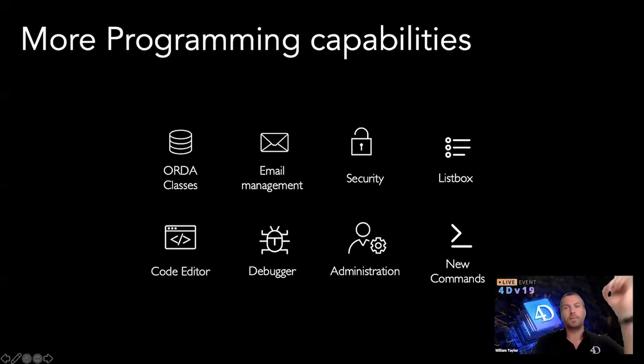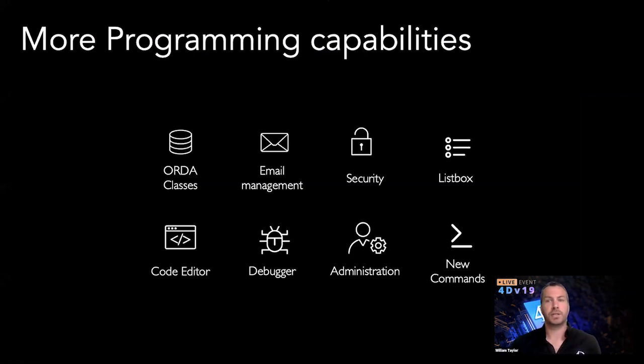So besides the web features, 4D v19 is shipped with many new programming capabilities like email management, security and list box features, the code editor and the debugger enhancements, administrative advances, and many new commands that will simplify your developer's life.